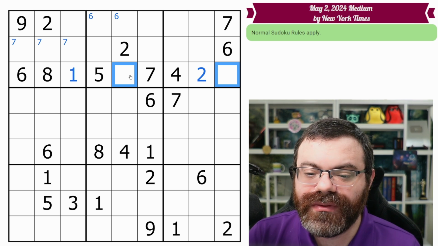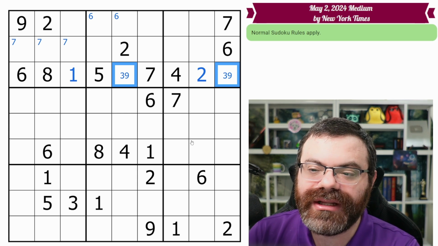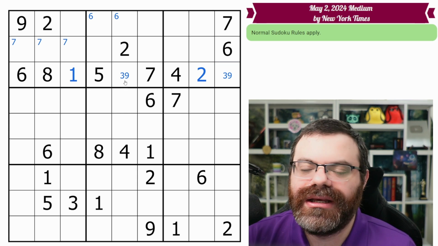Okay. So we want to remember that this cell is going to end up 3 or 9 only, and this cell is going to end up 3 or 9 only. That's important information that we want to remember. So we're going to use center marks for that. We're going to center mark 3 and 9 into both cells.